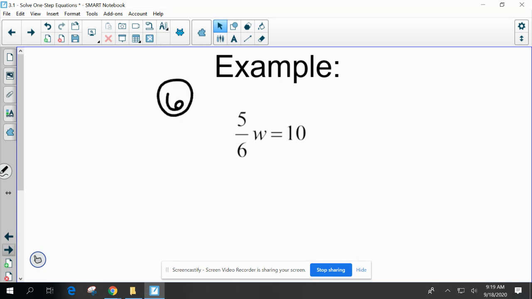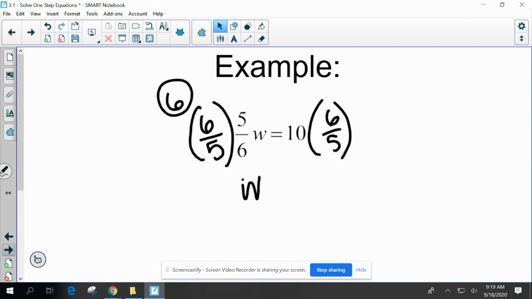Okay, number 6. So 5/6 w equals 10. I have to go through that same process. So I'm going to flip it and multiply. So I'm going to take both sides times 6/5. So w equals 60 divided by 5.